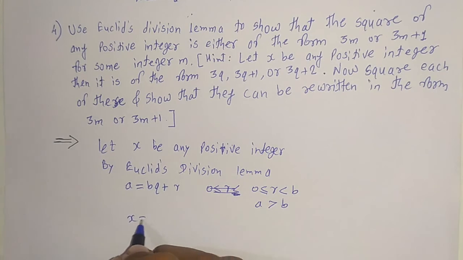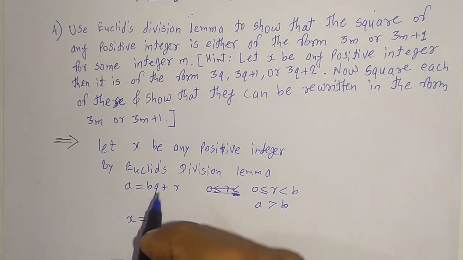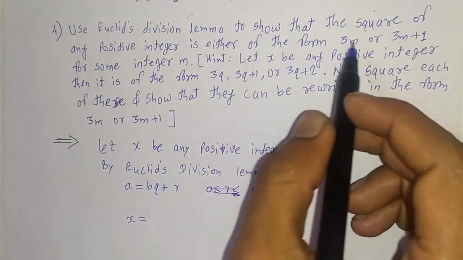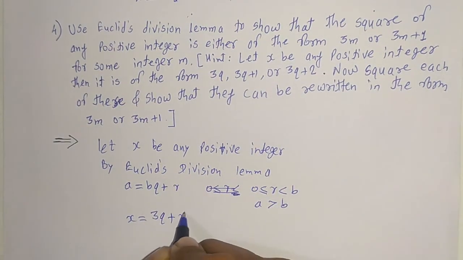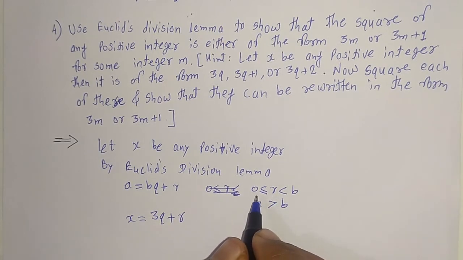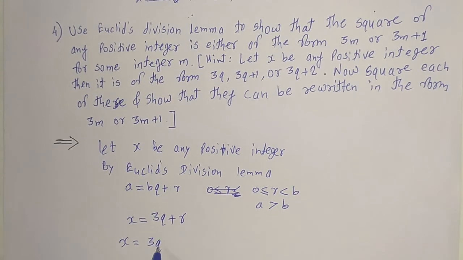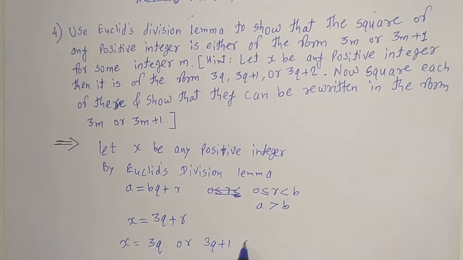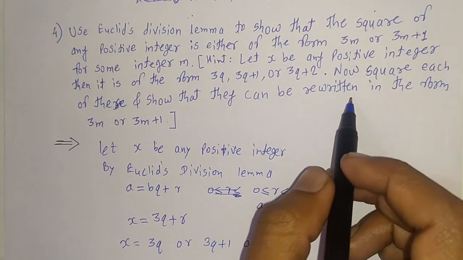So x equal to, what is the value of b given? It is 3. The value of b given here is 3. So it will be 3q plus r. What are the possible values of r? It should be less than 3 and greater than or equal to 0. So it will be 0, 1 or 2. So x equal to 3q plus 0, that is 3q, or 3q plus 1, or 3q plus 2.